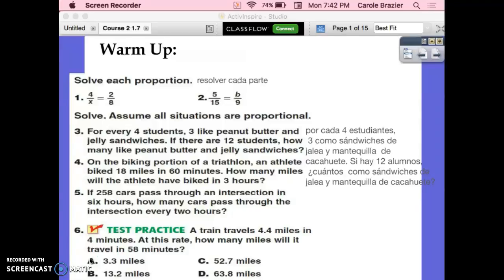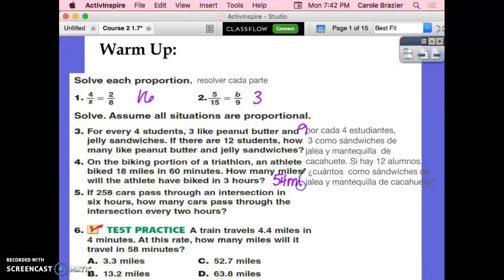Okay, for the first one you should have gotten 16. The second one you should have gotten 3. Number 3 you should have gotten 9. 4 you should have gotten 54 miles. This one was 9 students. 5 would have been 86 cars. And then the last one would have been D.